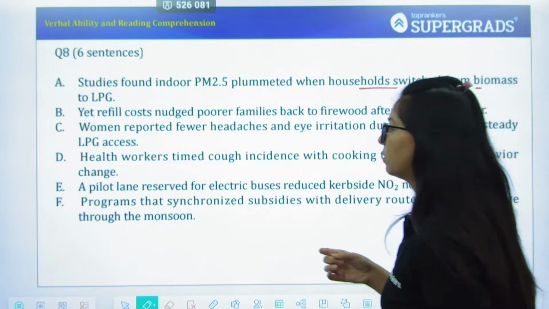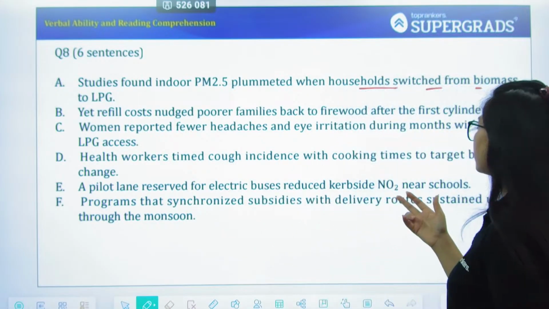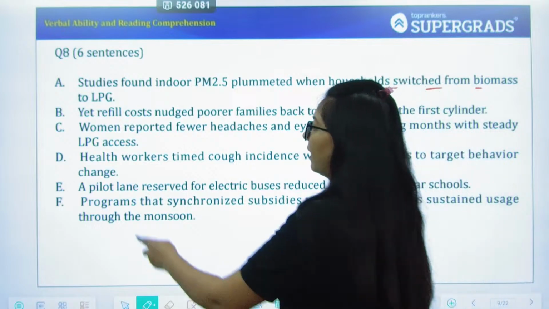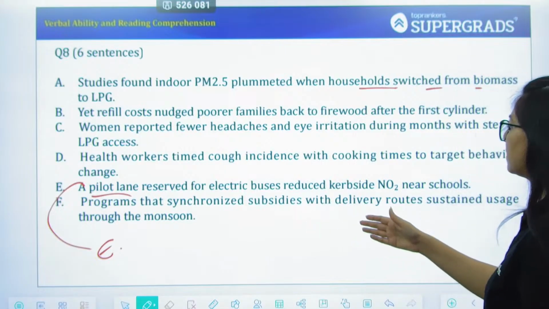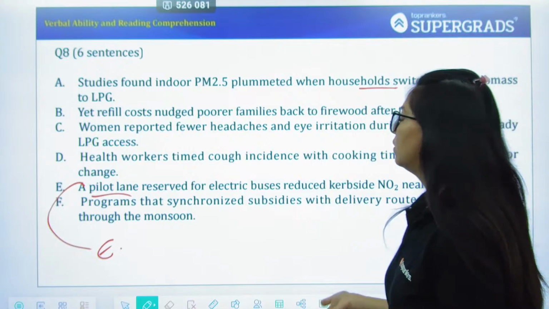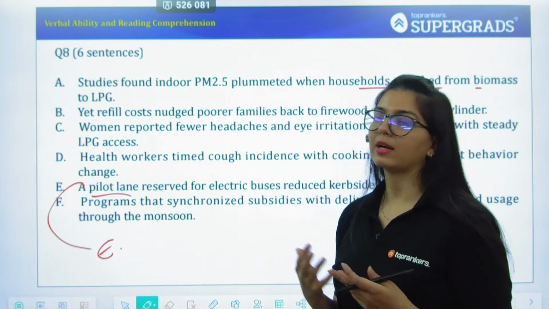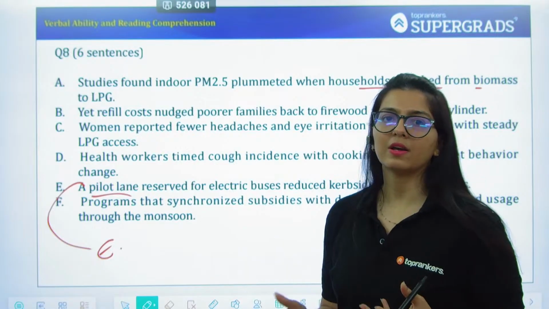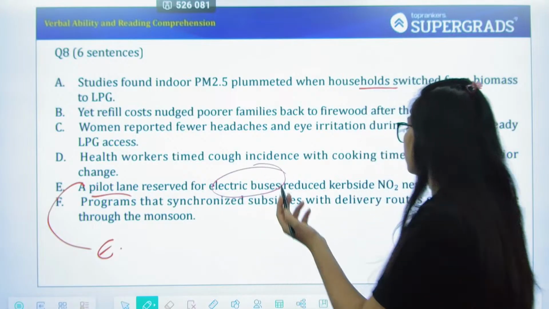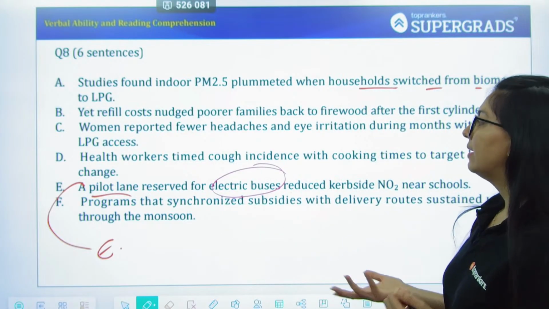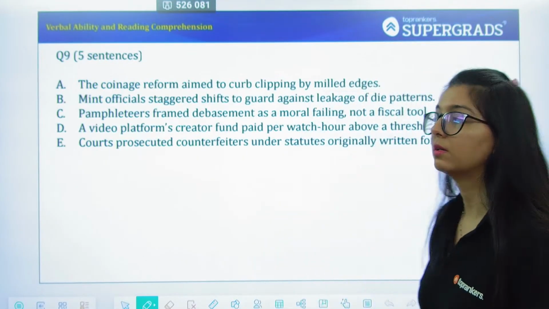to target behavioral change. Okay, a pilot lane reserved for electric buses reduced curbside NO2 near schools. Obviously, now pilot lane, what am I going to do with that one thing? Programs that synchronize subsidies with delivery routes sustain usage through the monsoon. So all of these seem to be talking about the shift to LPG and the kind of benefits that it had, and how did they synchronize even during the monsoons. But of course, a pilot lane reserved for electric buses, what am I going to do about this? Reduce the curbside NO2 near schools. That clearly is going to be an odd sentence for me. Let's go to the next one.